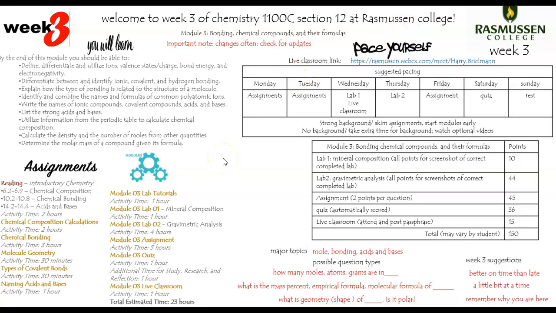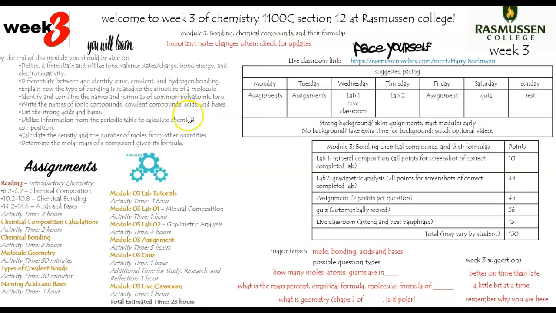I've got the week 3 summary here. I'll go over that, and I'll go over all the lecture material for what you need to learn in this unit. Here are the topics that we're going to learn: ions, valence state, ionic, covalent, hydrogen bonding, how it's related to the structure of a molecule, how we can name these molecules. We've covered that sometime last week as well. Naming ionic and covalent compounds, as well as some common acids and bases.